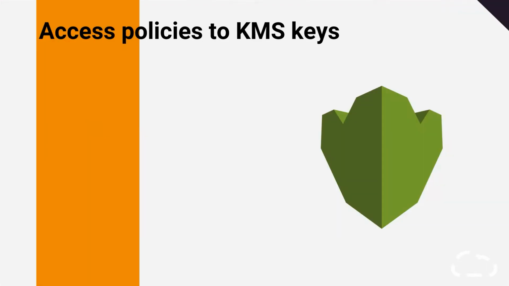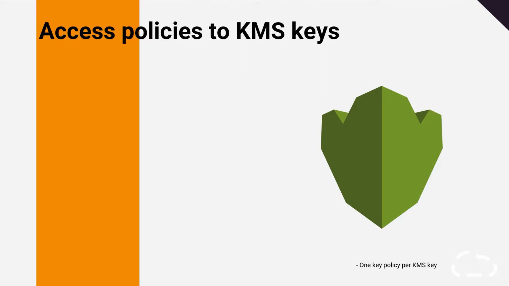The second option is key policies. Key policies are the primary way to control access to an AWS KMS key. Keep in mind that every KMS key must have exactly one key policy. It's similar to an IAM policy, but a key policy provides one more level of security.